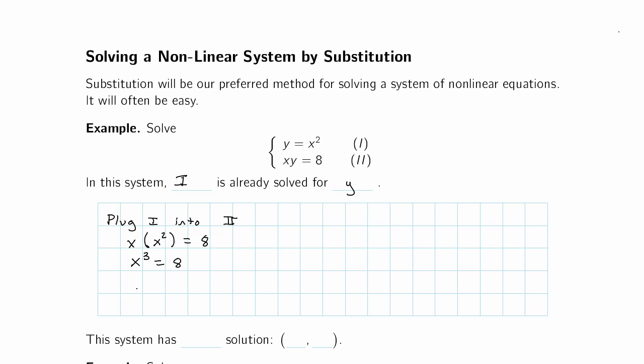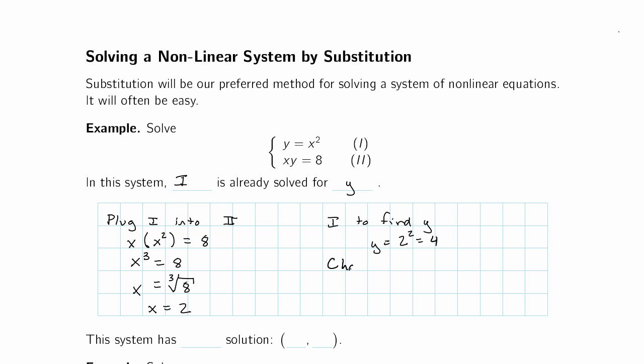We know how to solve that, though. That means that x is the cube root of 8. We don't need a plus or minus because this is an odd root. X is 2. To find the value of y that goes with that, we could use either equation. But 1 is going to be easier because it's solved for y. So y is going to be 2 squared, which is 4.